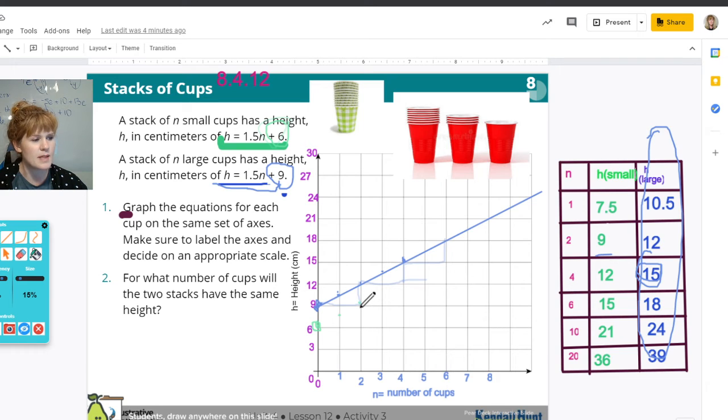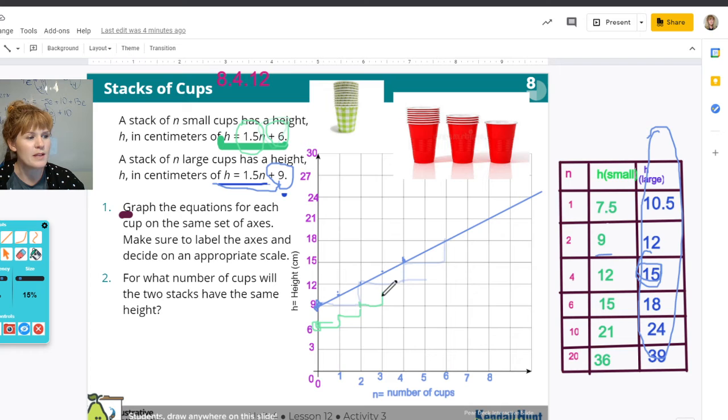Every 2 cups then goes up 3 centimeters. I'm looking at the slope right here. Okay, so 1 cup goes up 3. I just can't talk, but I really hope you know what you're doing. 1 cup, if you go over 1 cup, you go up 1.5 centimeters. Over 1 cup, up 1.5 centimeters. Believe it or not, I really practiced this lesson. I just can't talk after 10 p.m.